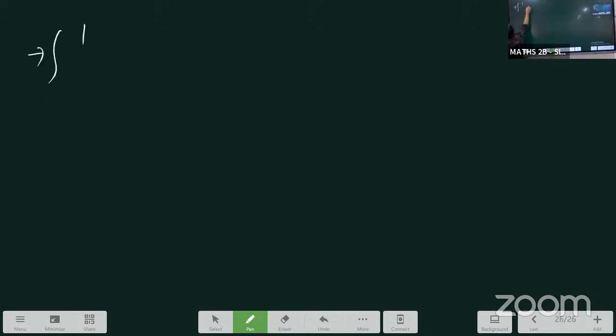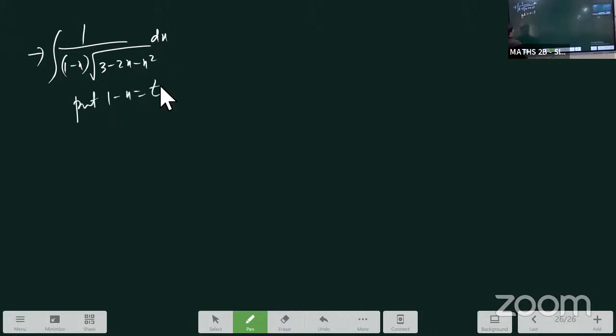Integration of 1 by (1 minus x) into under root of 3 minus 2x minus x square dx. Same as px plus q by under root of ax square plus bx plus c. So put 1 minus x equal to 1 by t.